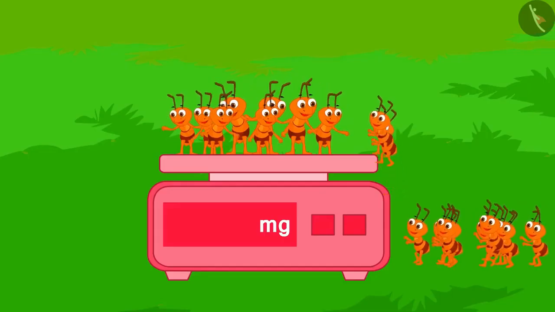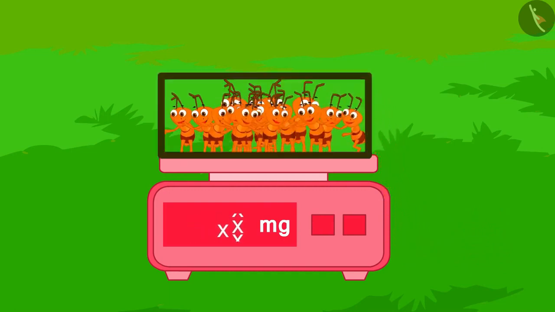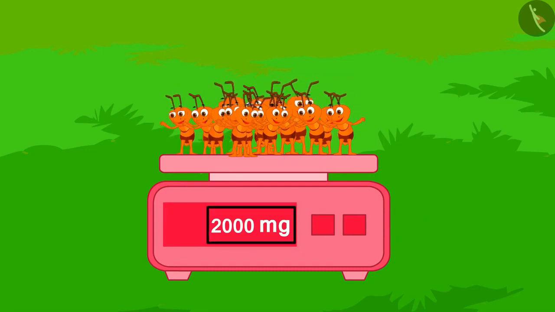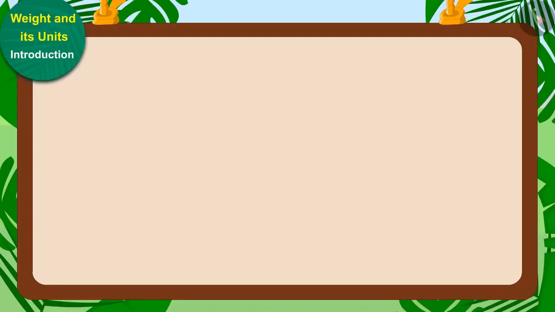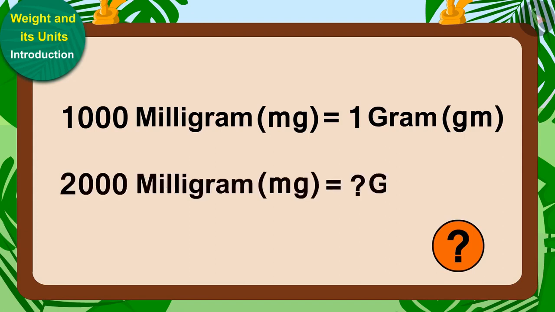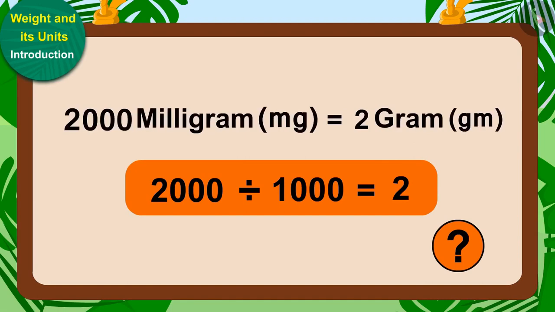Now the king immediately weighed those 20 ants. 20 ants weigh 2000 milligrams. Children, do you know that 1000 milligrams is equal to 1 gram? So, how many grams would 2000 milligrams equal to? That's right! 2000 divided by 1000, 2 grams.